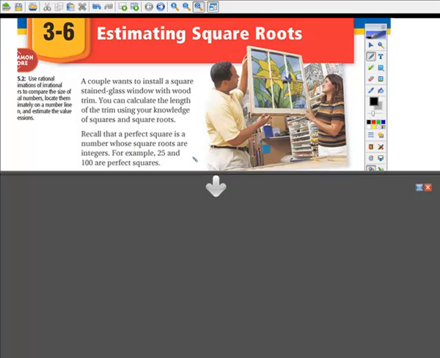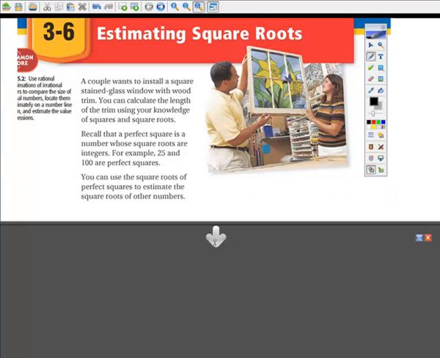Recall from yesterday that a perfect square is a number whose square root is an integer. For example, 25 and 100 are perfect squares. The square root of 25 is 5, and the square root of 100 is 10.